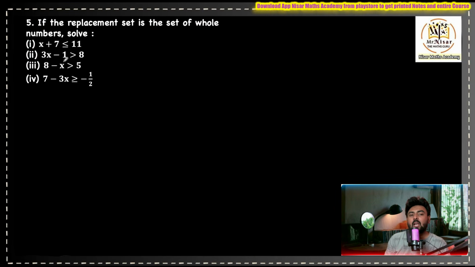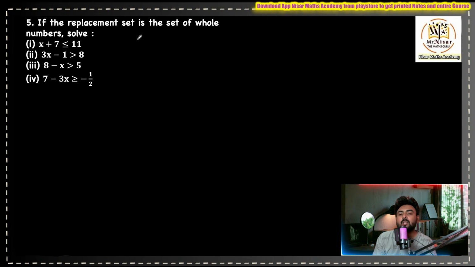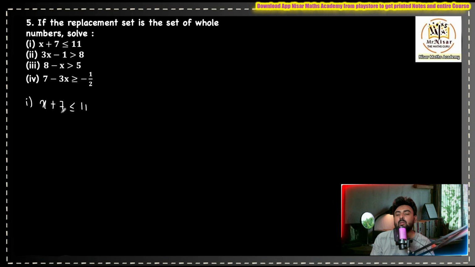So the next question we have, children, the fifth one: if the replacement set is the set of whole numbers. Here the replacement set is given to us, that is whole numbers. So what are the whole numbers here? 0, 1, 2, 3, 4, 5, 6 and so on. The first question we have here is x plus 7 less than or equal to 11. So let's solve it. That plus 7 will go to this side, it becomes minus 7. So 11 minus 7. During this transfer there will be no change in the inequality. 11 minus 7 is nothing but 4. So here x is less than or equal to 4.